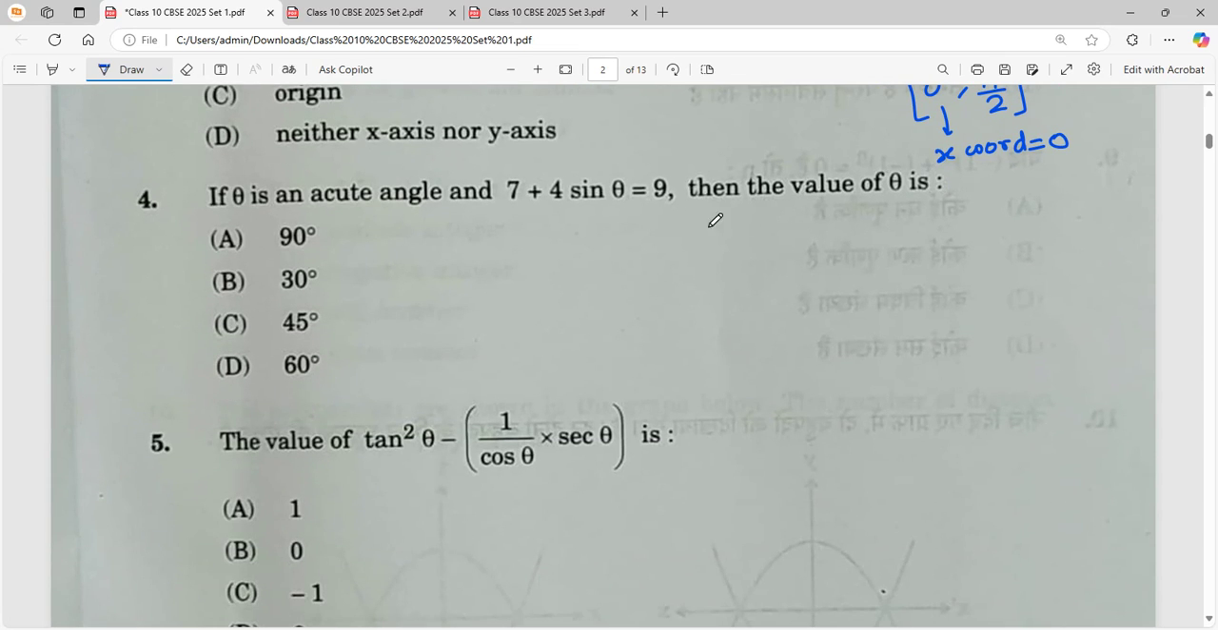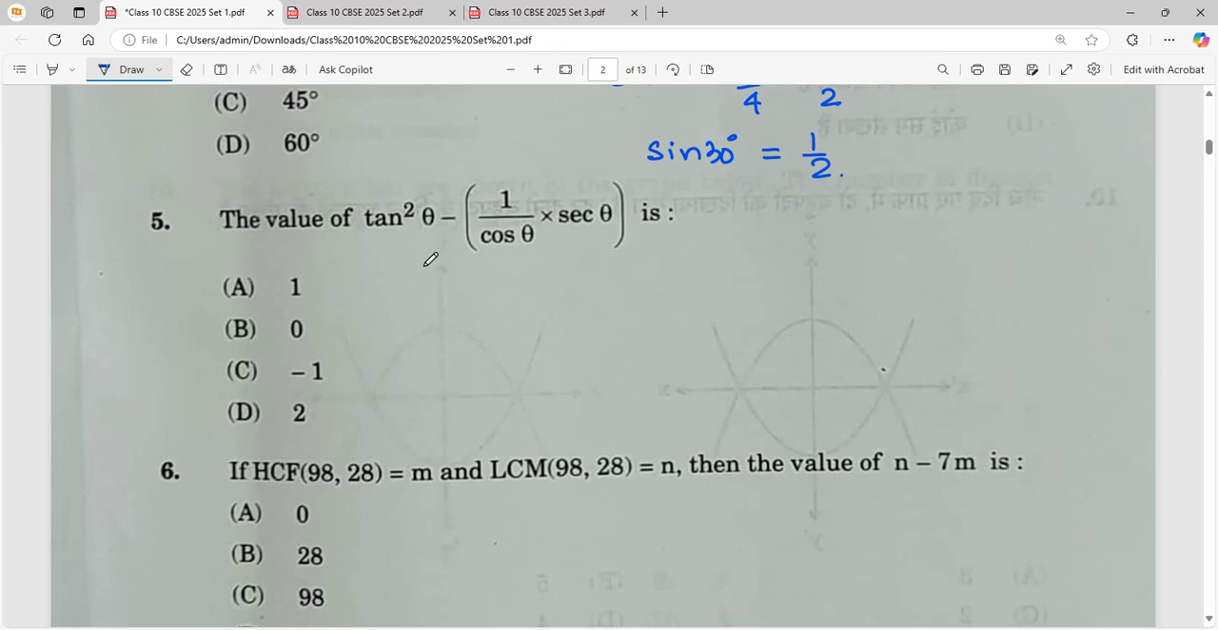7 plus 4 sine theta is equal to 9. So 4 sine theta is equal to 9 minus 7. So sine theta is equal to 2 divided by 4, which is 1 by 2. This is possible only for sine 30 degrees. So theta is 30 degrees.